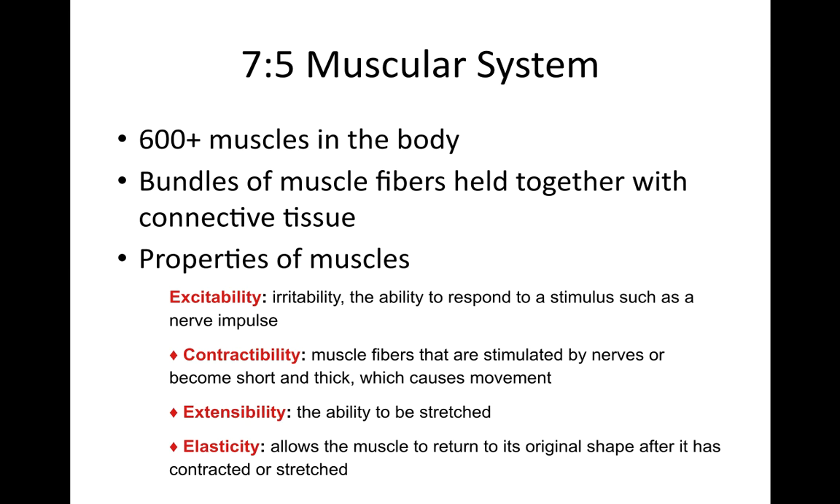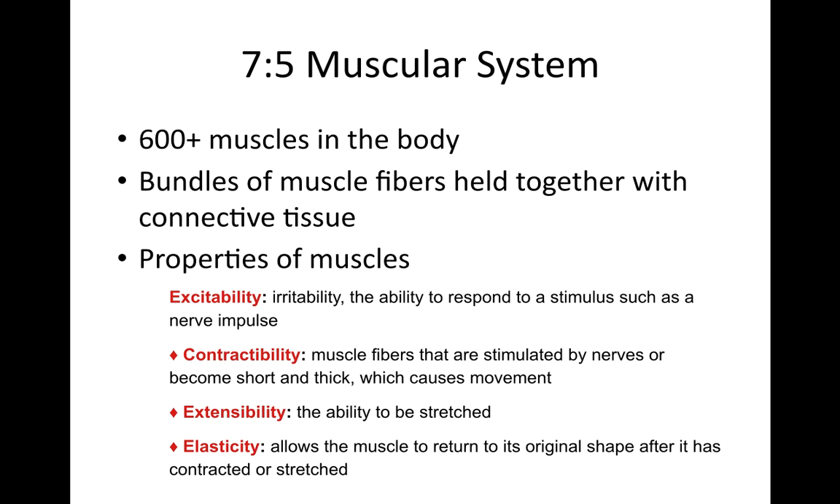You saw in the videos that there are multiple bundles of muscle fibers held together with a connective tissue called fascia. Those units all work together in an entire muscle unit. Every muscle has the same 4 things about it: they are excitable, contractible, extensible, and elastic.